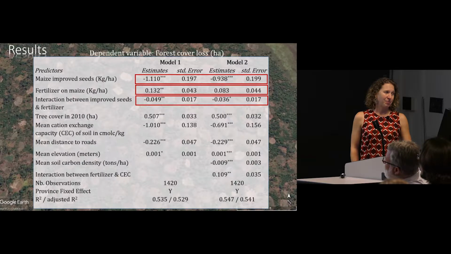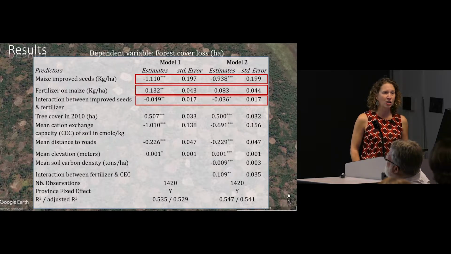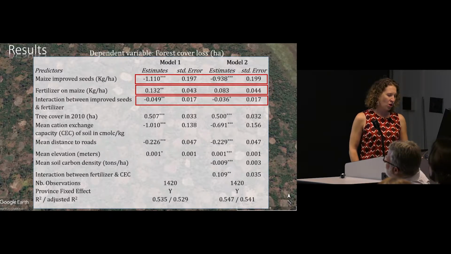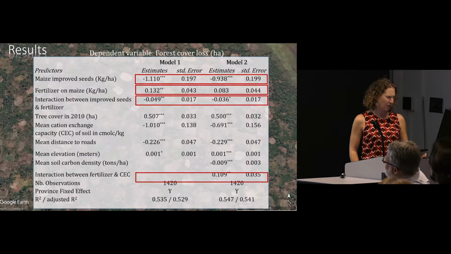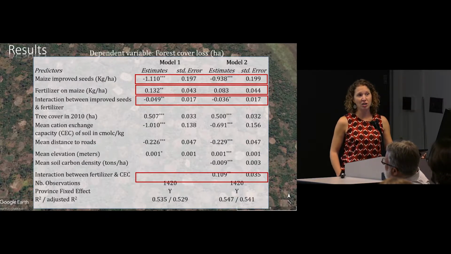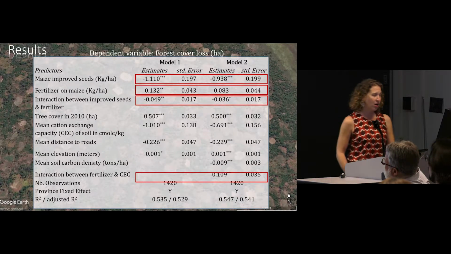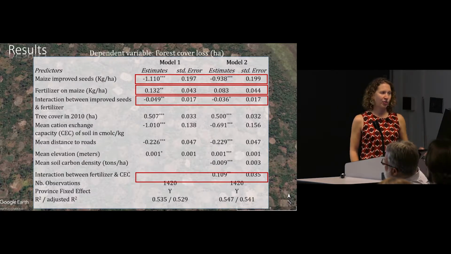Also, we found that fertilizer on maize has a positive effect on forest cover loss. So it's associated with higher deforestation when it's used alone. When we use the interaction of fertilizer and cation exchange capacity, the effect is positive on forest cover loss. So the interaction between fertilizer and cation exchange capacity is associated with an increase in deforestation, and fertilizer by itself becomes not significant.